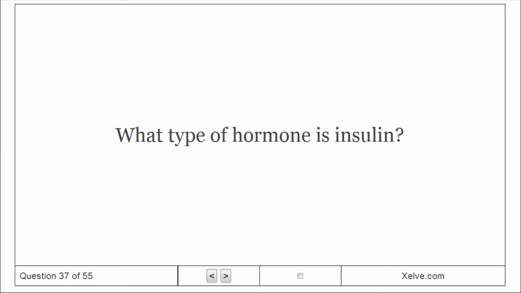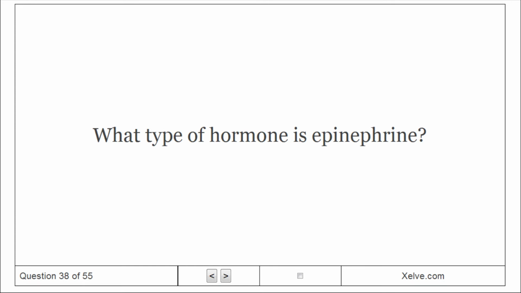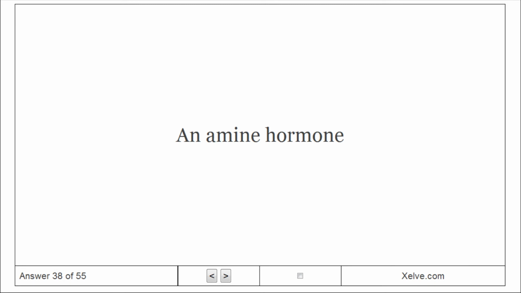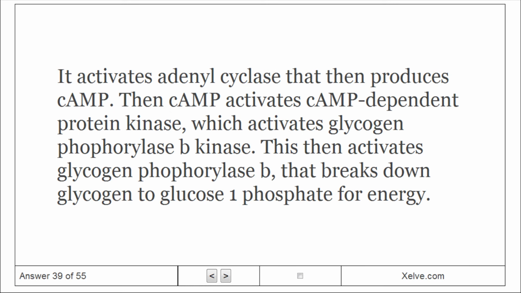What type of hormone is insulin? Peptide hormone. What type of hormone is epinephrine? An amine hormone. How does epinephrine increase energy? It activates adenylyl cyclase that then produces cAMP, then cAMP activates cAMP-dependent protein kinase, which activates glycogen phosphorylase b kinase. This then activates glycogen phosphorylase b. That breaks down glycogen to glucose 1-phosphate for energy.